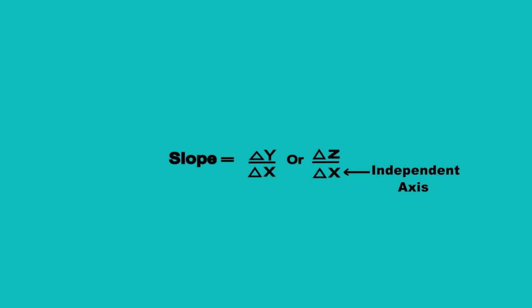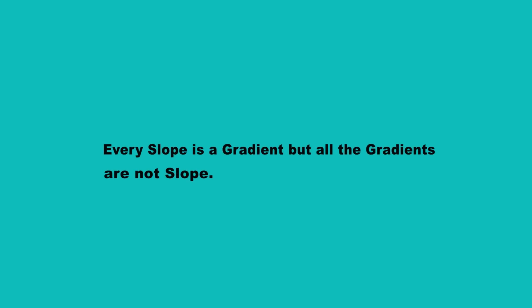Therefore, gradient is the change along the axis, and slope is the change along the dependent axis with respect to the independent axis. Therefore, every slope is a gradient, but all gradients are not slope.